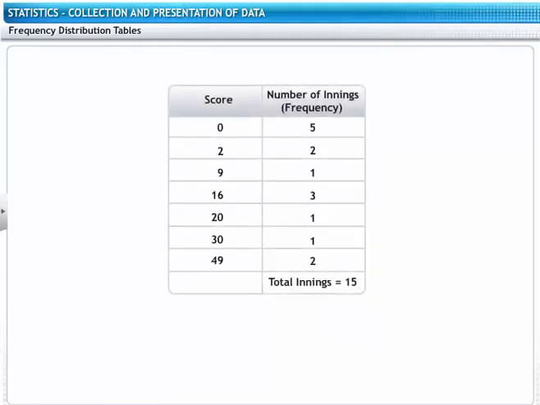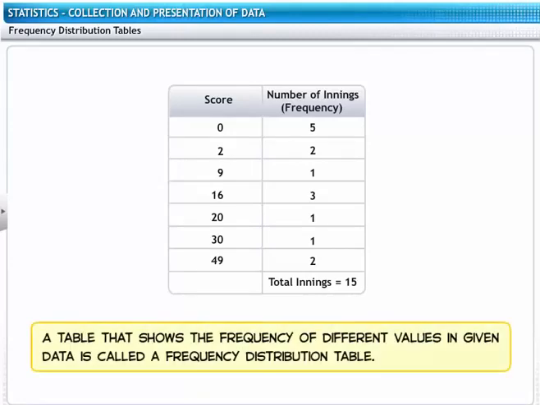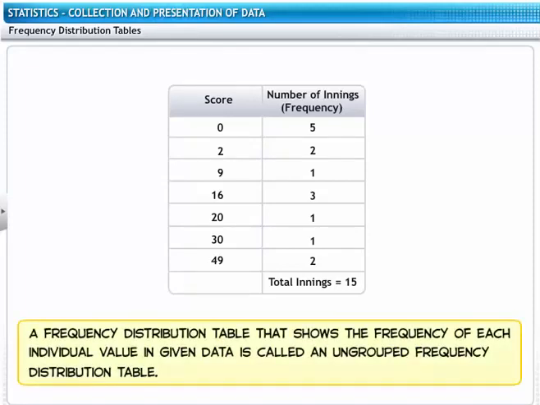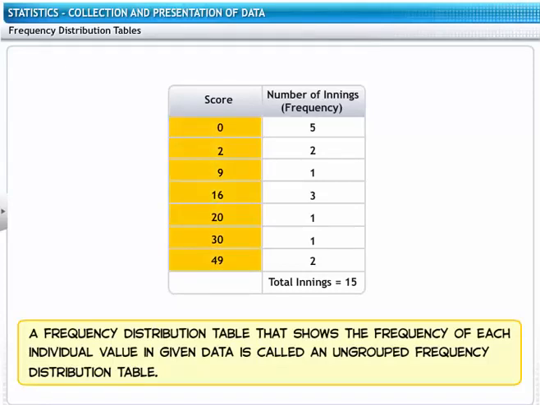Remember, this table was created to present Mr. Pinch Hitter's scores in the last 15 innings. Since this table shows the frequency of different values in given data, it is called a frequency distribution table. The frequency distribution table shown here gives the frequency of each individual value in the given data. It is called an ungrouped frequency distribution table.